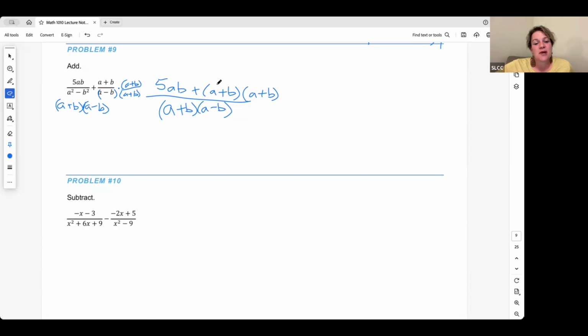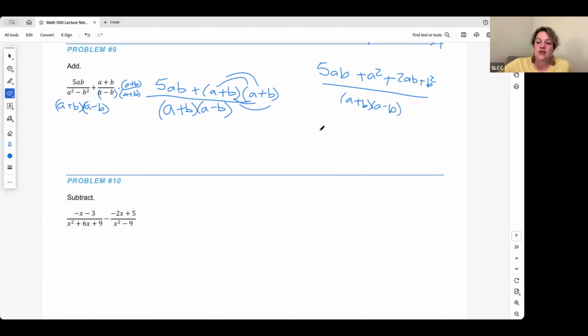Okay, let's distribute and combine like terms. So distributing the a plus b times a plus b. So we get 5ab, and then we get plus a squared plus ab plus ab, so plus 2ab, and then plus b squared. Once again, this is all over a plus b, a minus b, and then combine the like terms. So in the end, the answer to problem number 9 is a squared plus 7ab, because we added that 5 plus 2ab, and then plus b squared, all over a plus b, a minus b.